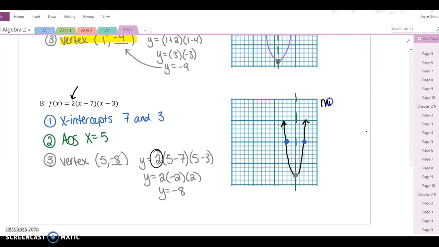Okay, this has a minimum at negative 8. Domain, all real numbers. Range, y is greater than or equal to negative 8. If we had flipped this over, if that had been a negative 2 and your vertex was up here, then your range would have been y is less than or equal to your maximum value of positive 8. But it's not, so we can ignore that.